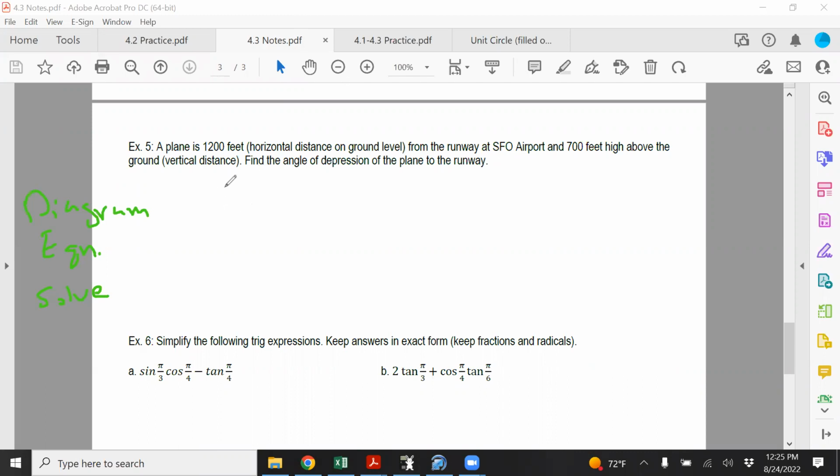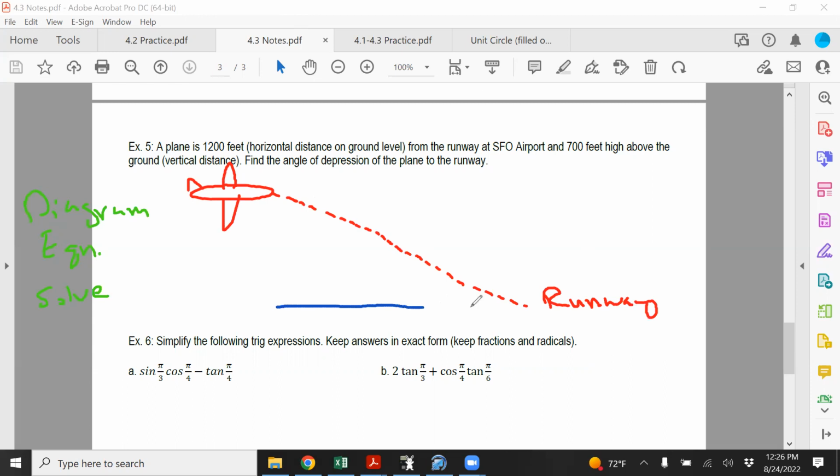So here's the airplane. Here's the runway. And then here is the lovely bay. Because as you guys know, there's water right next to the runway. It takes actually a special, I think, license to land a plane in SFO.